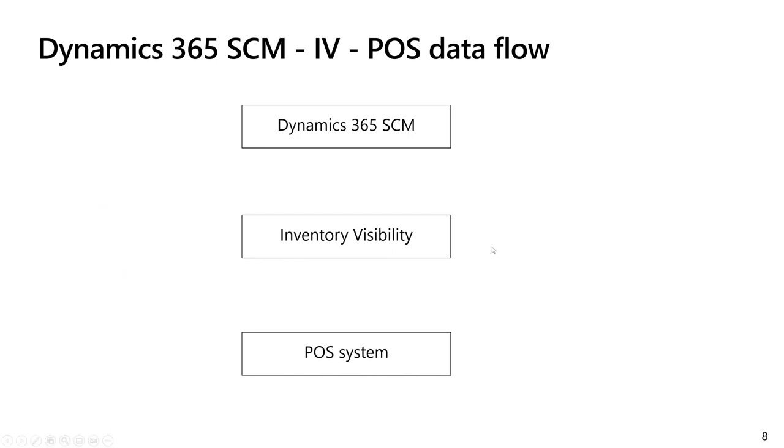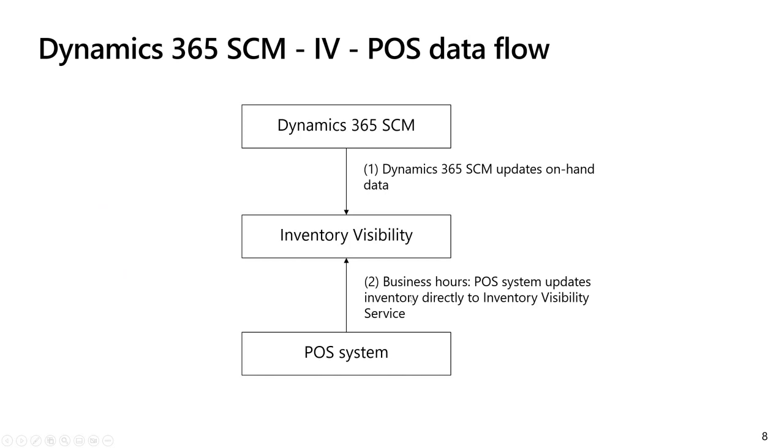In the beginning of the day, Dynamics 365 supply chain management synchronizes the on-hand data to the inventory visibility service. During normal business hours, the POS system has a lot of orders to process. As syncing every order back to Dynamics 365 is a very heavy workload for a typical ERP system, we decide to sync such data to the inventory visibility service directly.